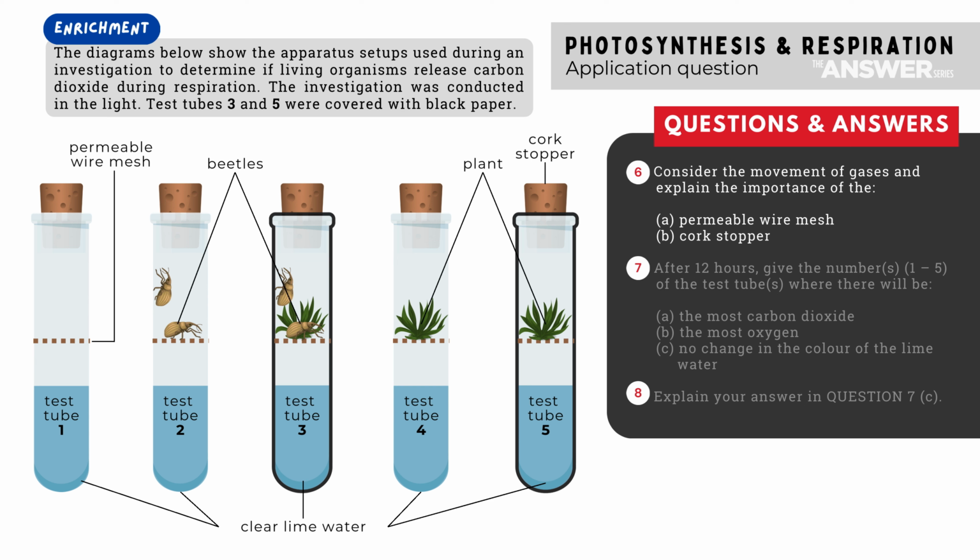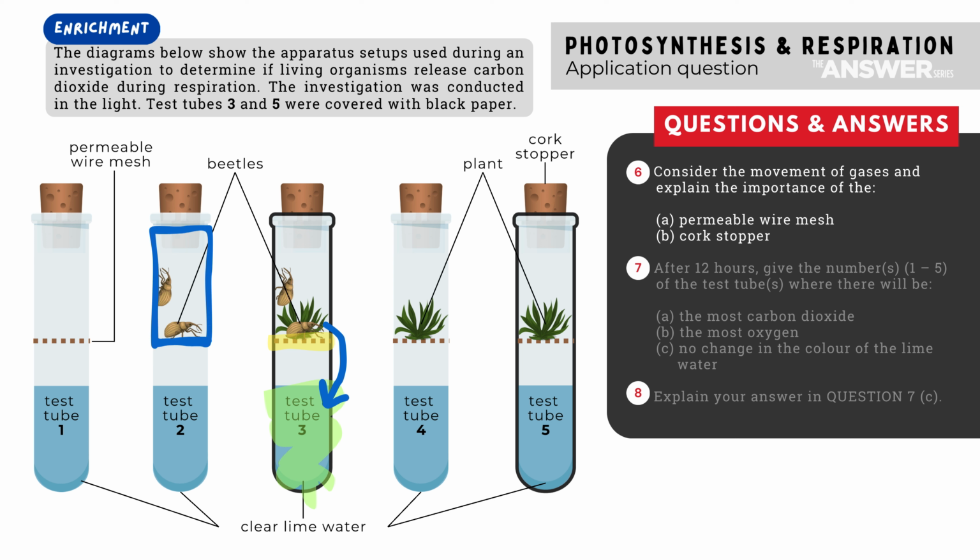Question 6. Consider the movement of gases and explain the importance of the permeable wire mesh and the cork stopper. So why do we need a permeable mesh in terms of gas movement? Remember that permeable means things can move through that barrier. So the clear lime water is situated below the organisms, and carbon dioxide produced by the living organisms needs to obviously get into that clear lime water. It needs to move down and dissolve in that clear lime water in order to change its color.